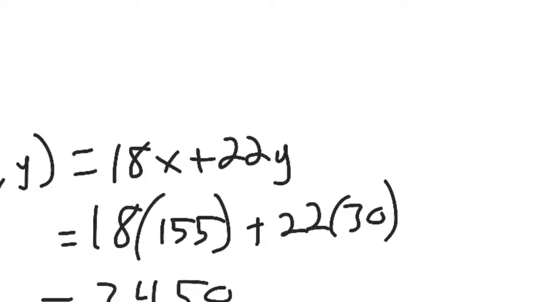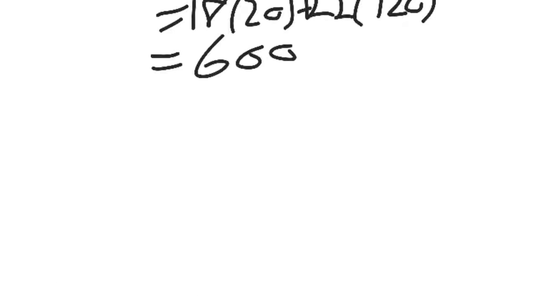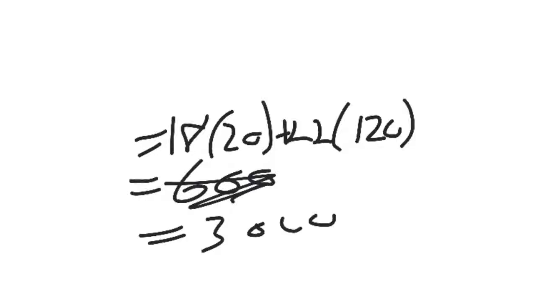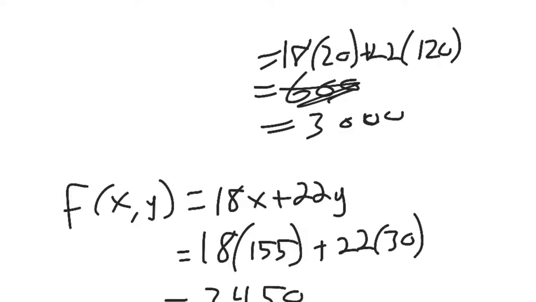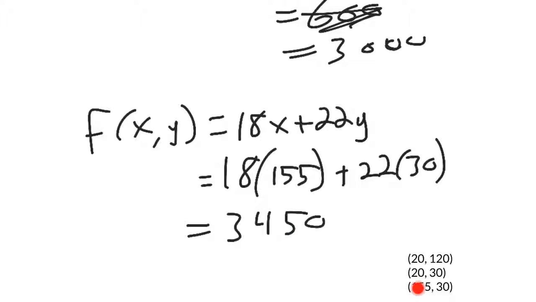Wait a second. Yeah, I did something wrong over here. When you plug in 20, 120, this should not be 600. This top one should give you 3,000. So between the two, we got $3,000 and $3,450. So that means this bottom one's the winner. That means 155 cookies, because that was what our x was, and 30 cupcakes. That will maximize our revenue.